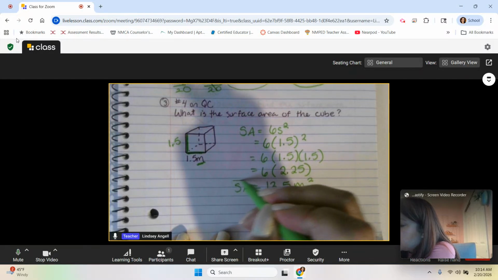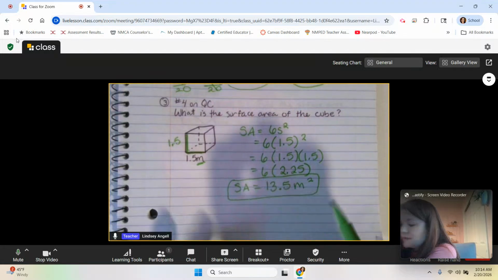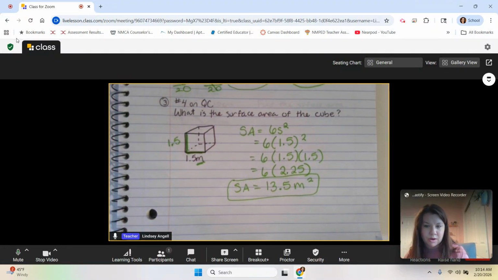So the cubes are nice because they're a little simpler. There's less to do and less to keep organized.